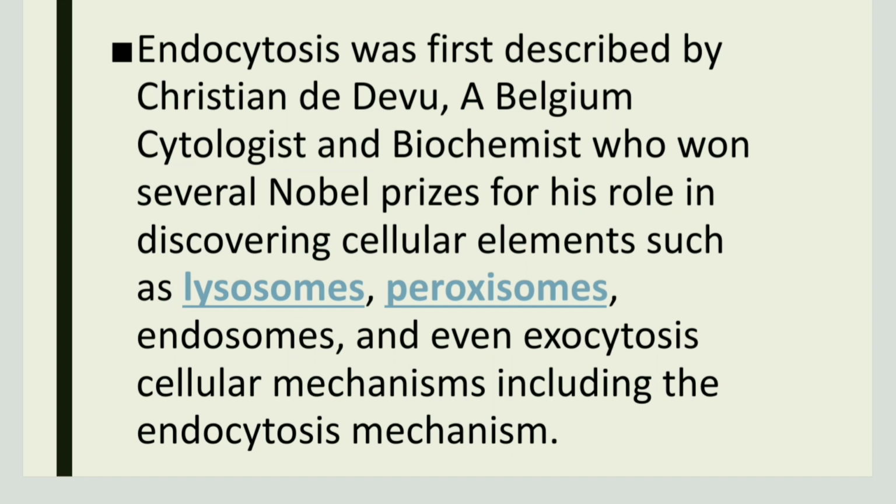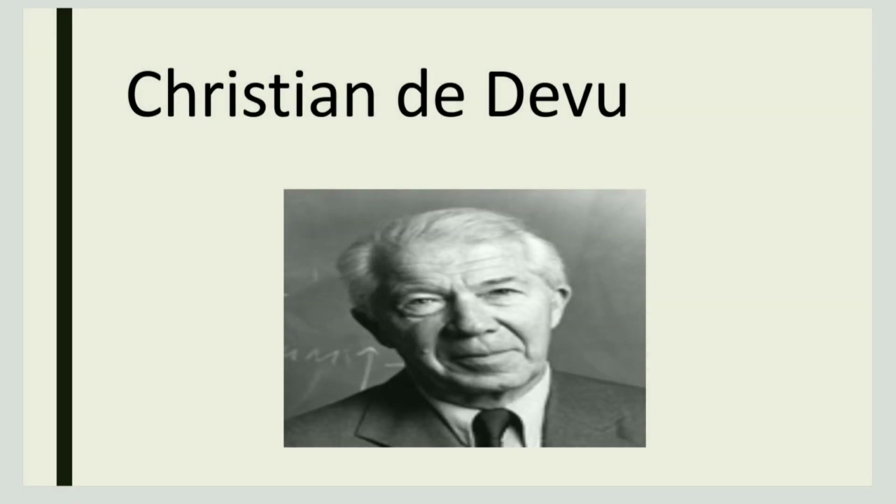The mechanism of endocytosis was first described by Christian de Duve, who was a cytologist and a biochemist, and he had won several Nobel prizes for his work. He had discovered several cellular elements like lysosomes, endosomes, and peroxisomes, and he himself found the mechanism of endocytosis. This is the scientist who first described the process of endocytosis, Christian de Duve.